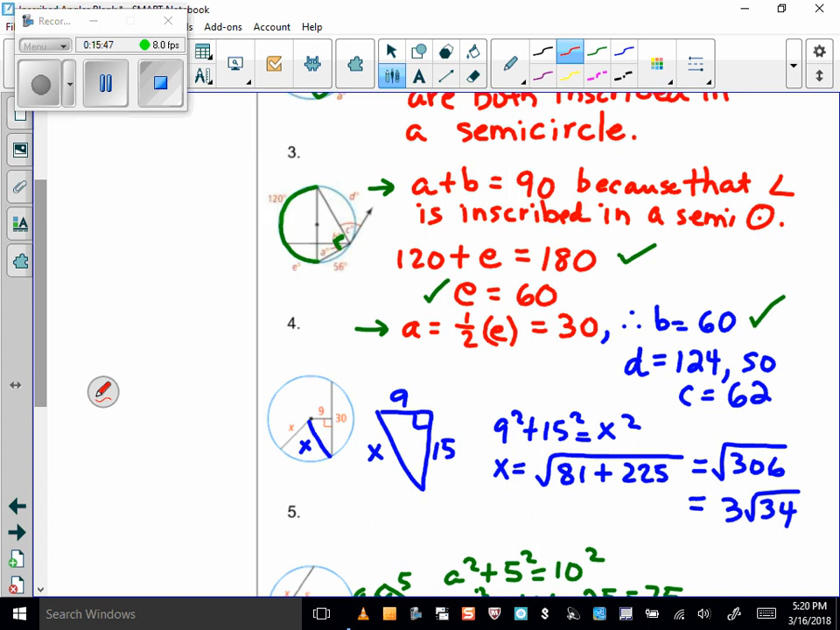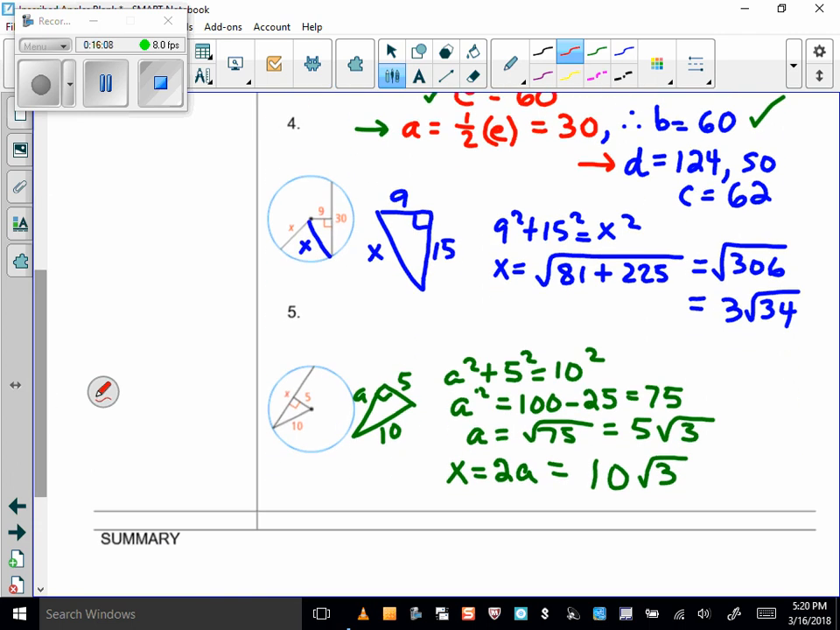I'll draw it in red. This semicircle, and I know part of it is 56, so the other part has to be 180 minus 56, which is 124, and therefore that angle has to be half of 124, which is 62.